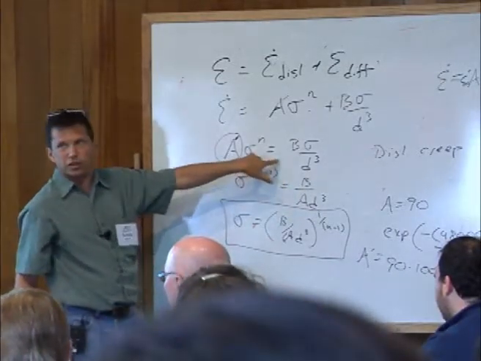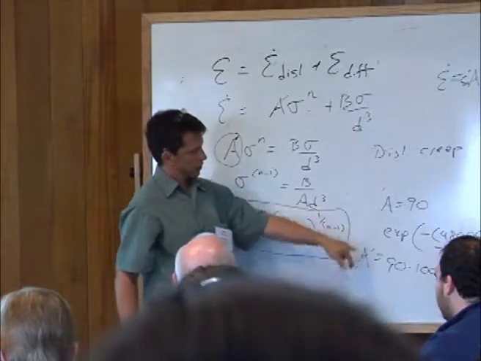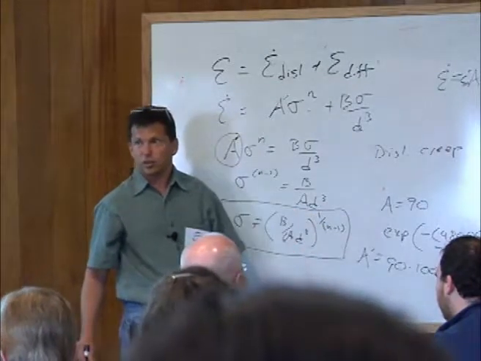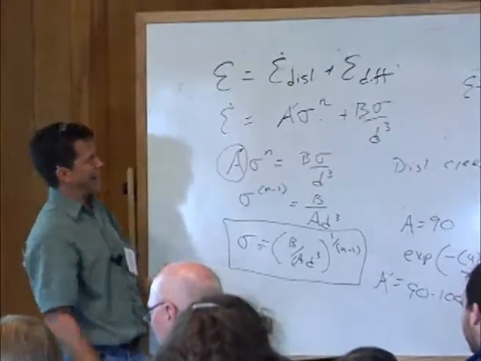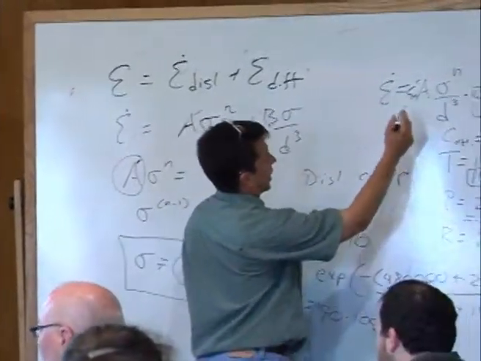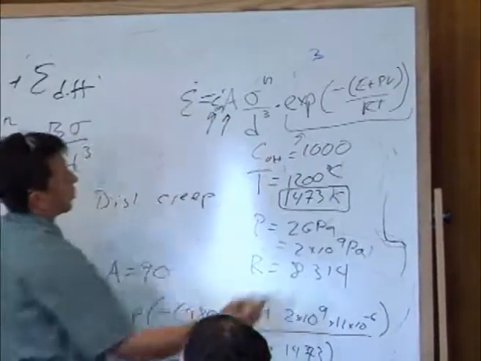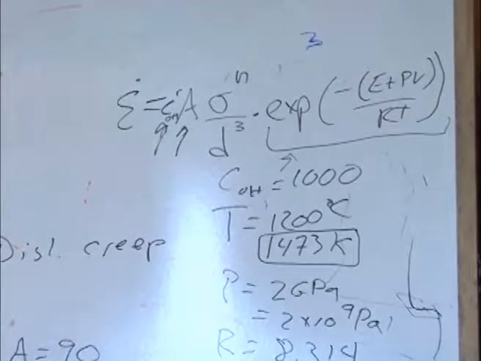A prime is basically A times COH times this Arrhenius relation times the exponent. So A is this term times that term times that term. That's A prime. And then in your Excel file or your MATLAB file, you can set a variable and just say it is equal to this. Right?